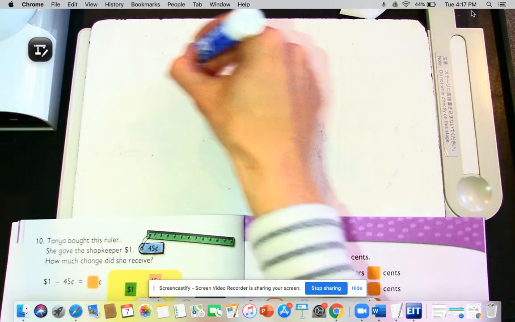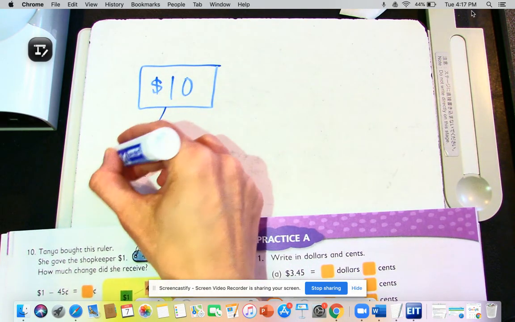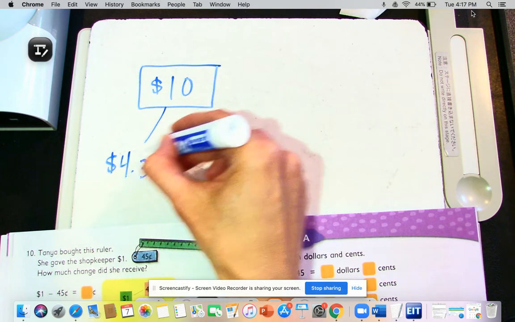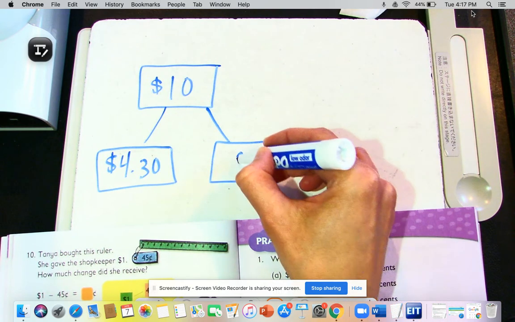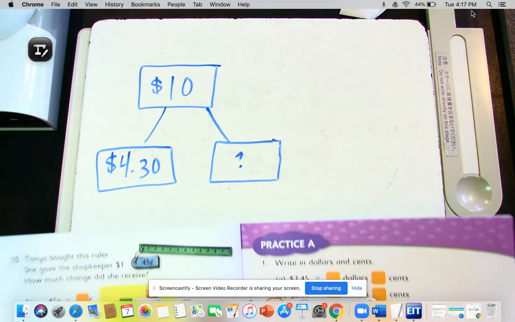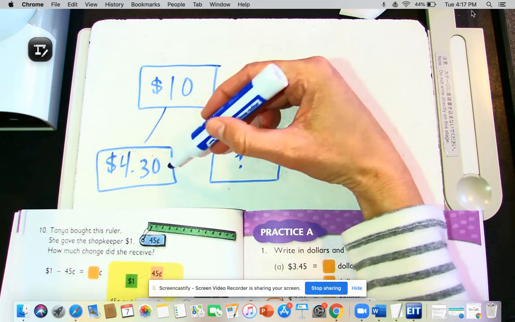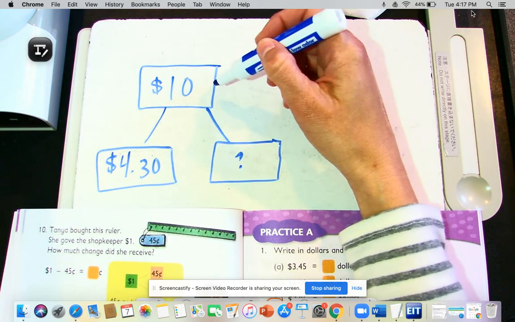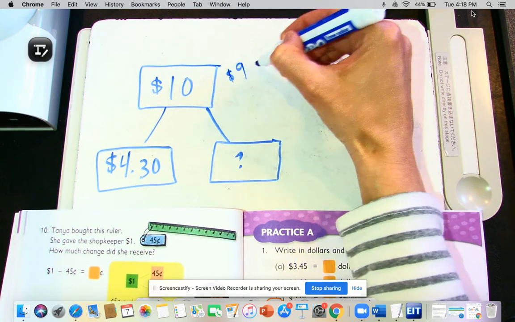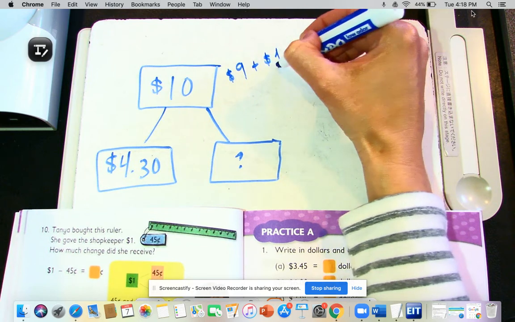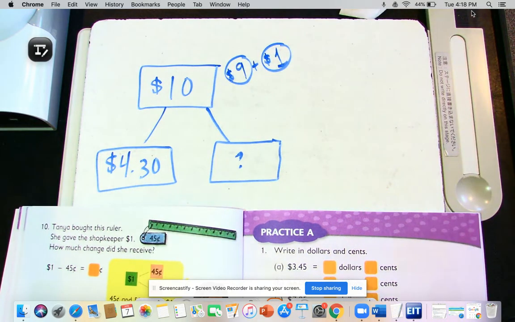So let's look at this. In our textbook, it has $10, and then it has $4.30 as one of the parts. The other part we're supposed to figure out. That's our missing part to make $10. So what I like to do for this strategy is think of the $10 as $9 plus $1, because I know that $9 and $1 makes $10.